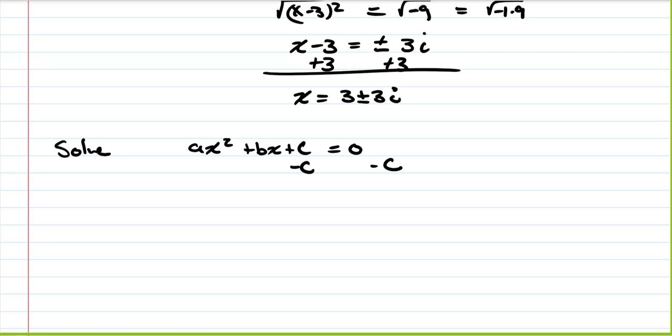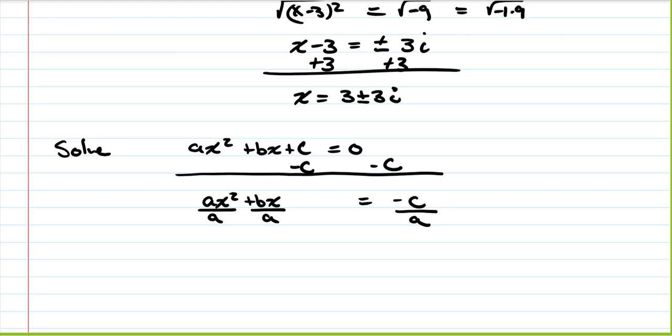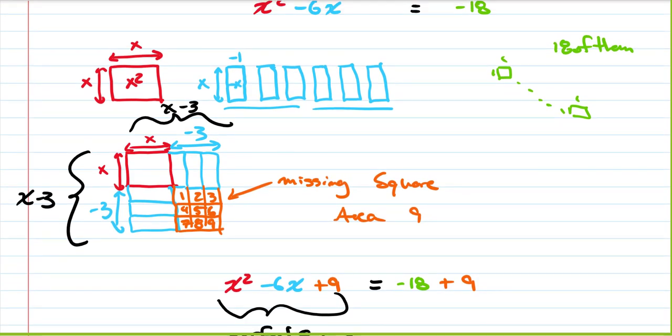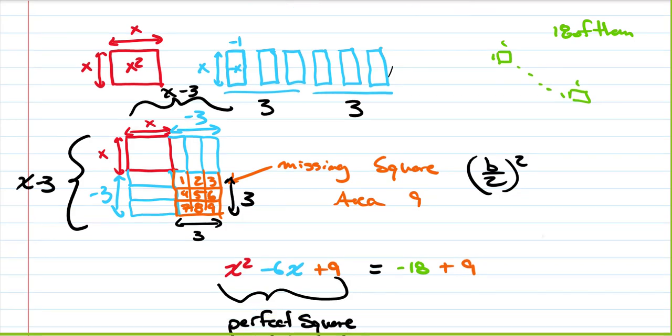So the first thing we're going to do is subtract c from both sides, and that gives us ax squared plus bx is equal to negative c. Then we're going to divide by a, and divide by a. This gives us x squared plus b over a x is equal to negative c over a. So then the next thing we did is we needed to find the part of our square that was missing. So we took half of our b term, and we'll notice that here each of these lengths were 3 and 3 respectively, which was half of our b term. So the missing square is b over 2 squared.